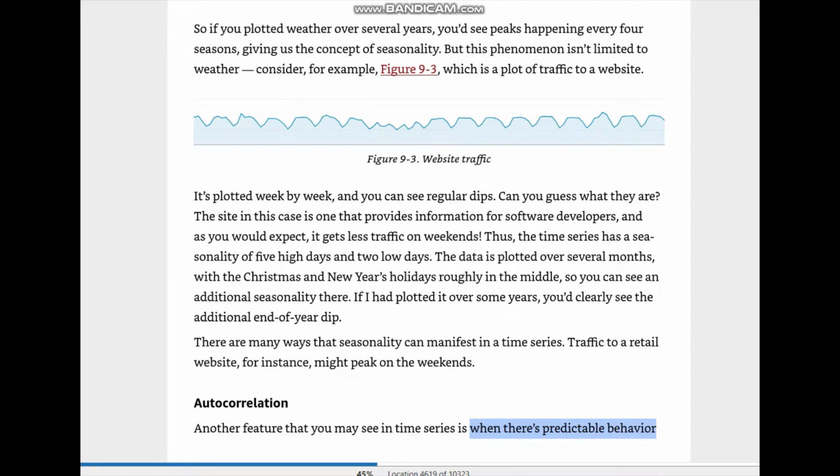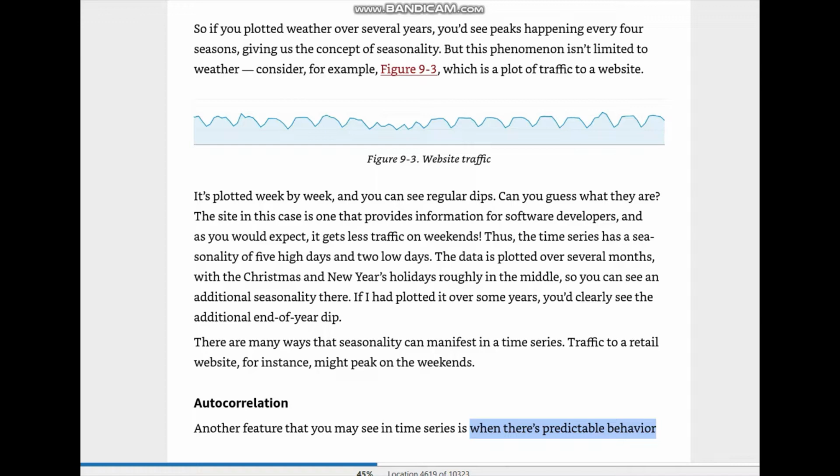So we see in the website traffic figure 9-3, this is actually a plot for traffic on a website, but we can see that it also shows the concept of seasonality. Whenever the curves are going up and down, each up and down can be one season and it's repeating itself, right? The website traffic in figure 9-3 is plotted week by week, and you can see regular dips.